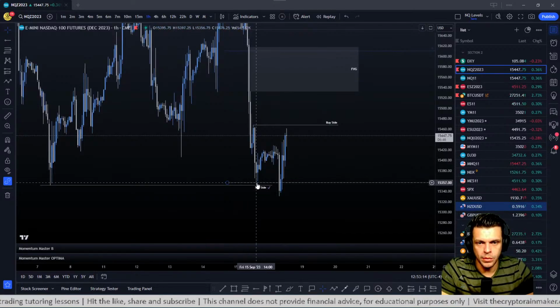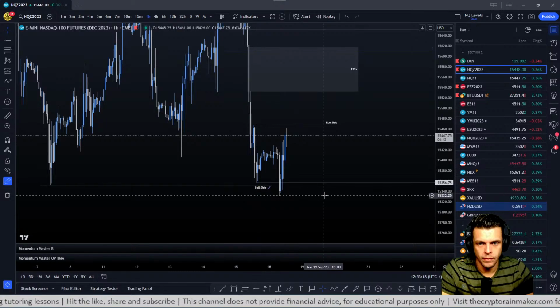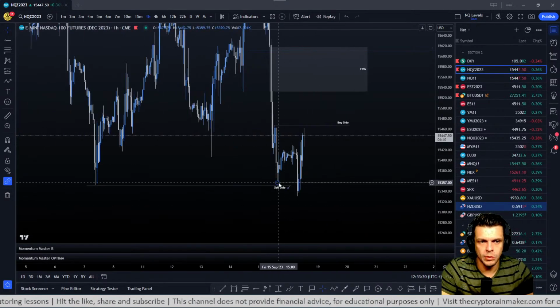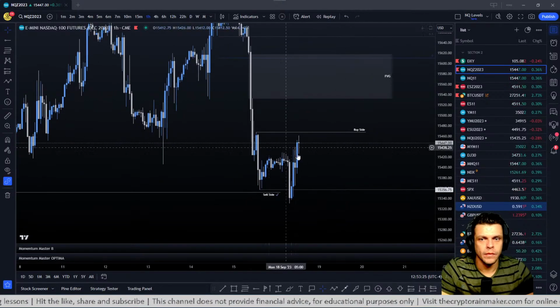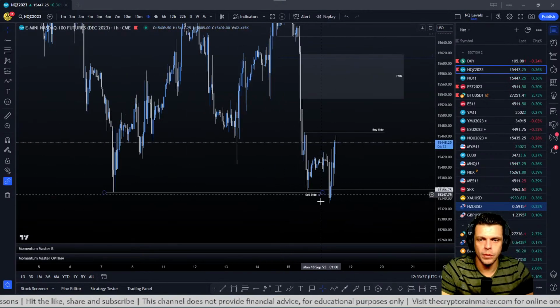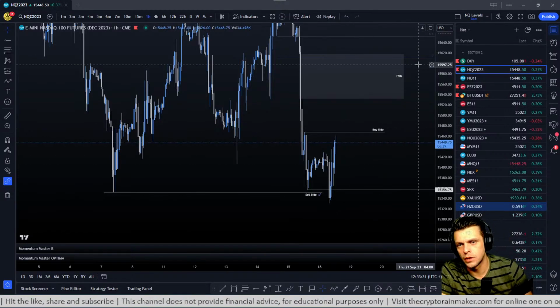So this was the previous day low. So this was the low on Friday. Yeah, so sell side liquidity has been taken there and there. And price action moves from sell side liquidity to buy side liquidity to sell side liquidity to buy side liquidity.